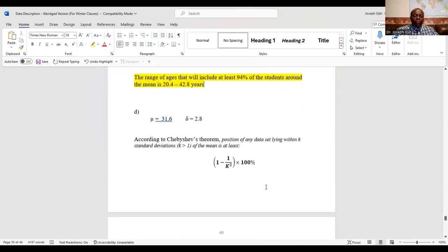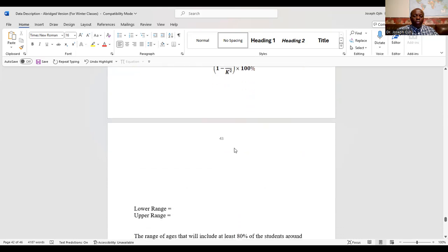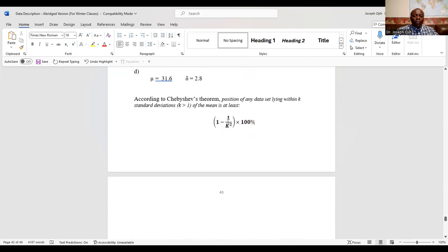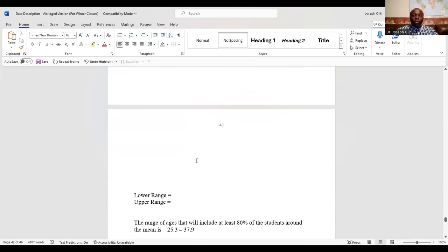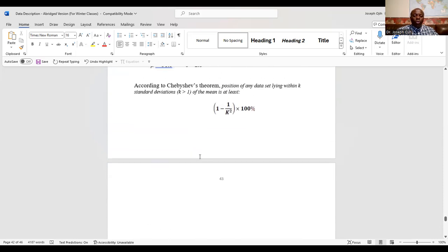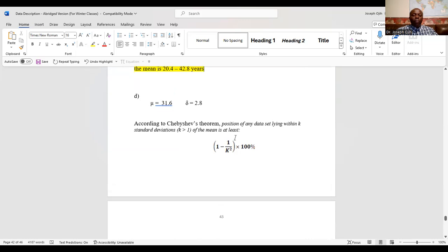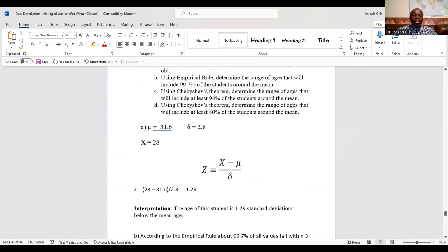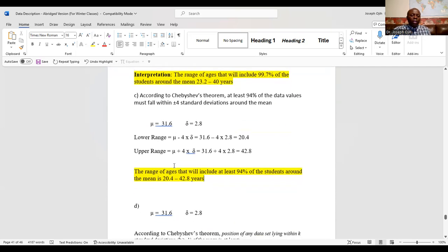So that means we have to estimate our k by ourselves using 80%. So we need to use a formula. We're going to use this: 1 minus 1 over k squared. So we're going to estimate our k using this formula, since it doesn't give us the upper end and lower end, because that's what we're looking for. Our formula is 1 minus 1 over k squared. That's 100%, but this time they give us the percentage as 80%. So we're going to use this formula.